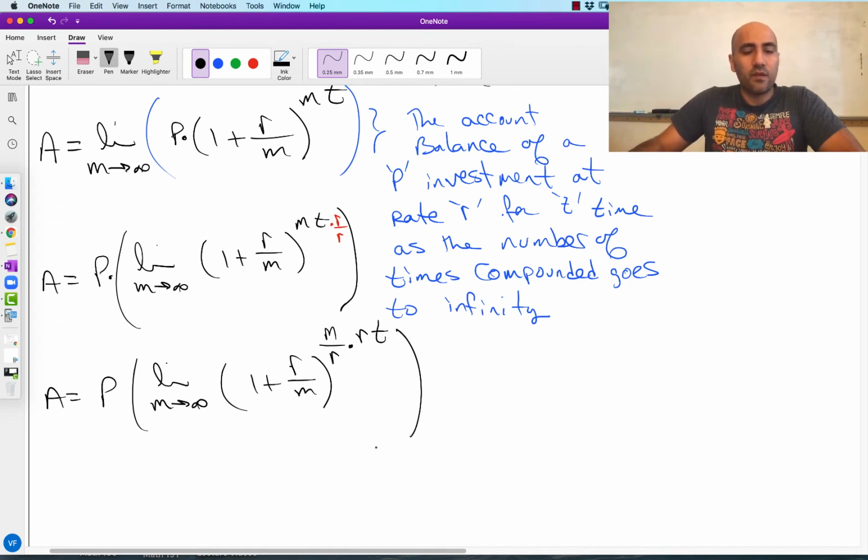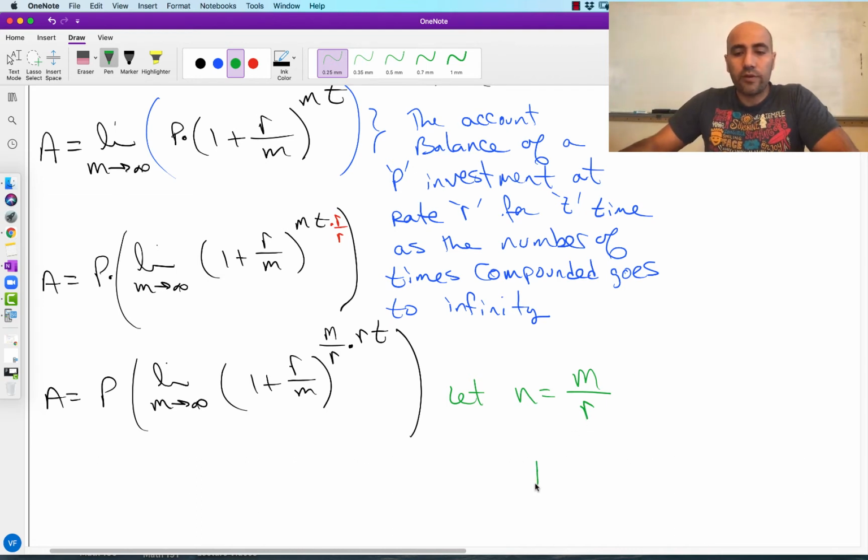Allowed to do that. Okay, and so now I'm going to replace this with the letter n. So let's think about n. Let n equal m over r. So if you think about letting m divided by r equal n, then if we flip it around, we also know that 1 over n must be equal to r over m, right? We can do a little bit of algebra there to figure out that these two must be true.